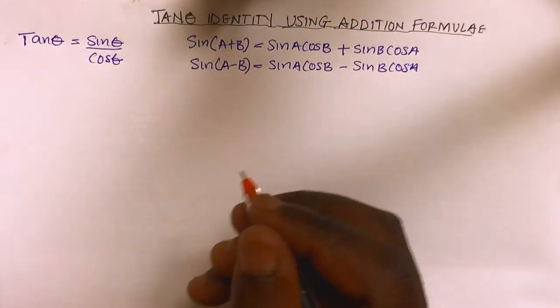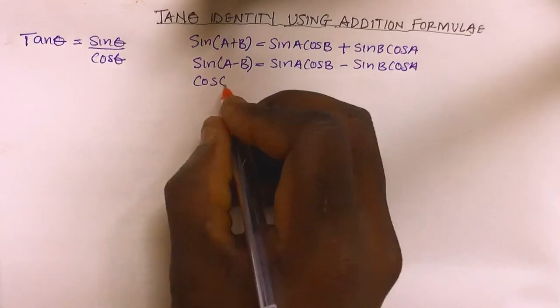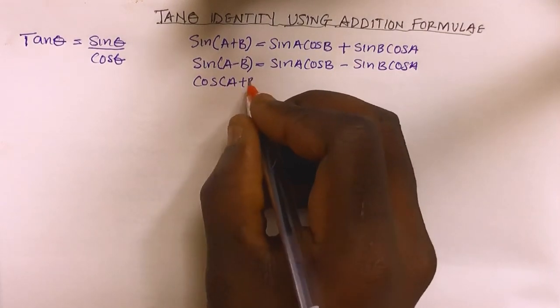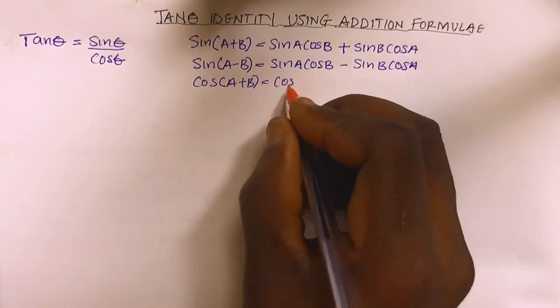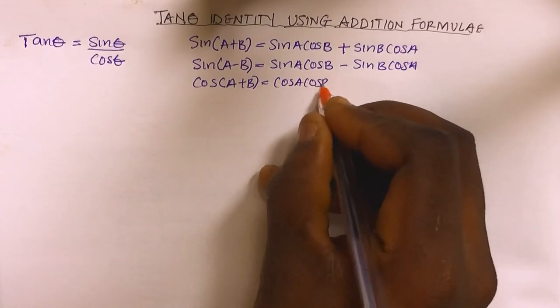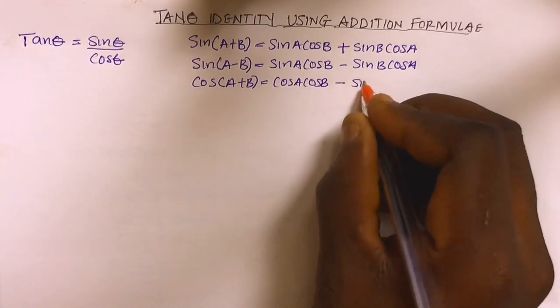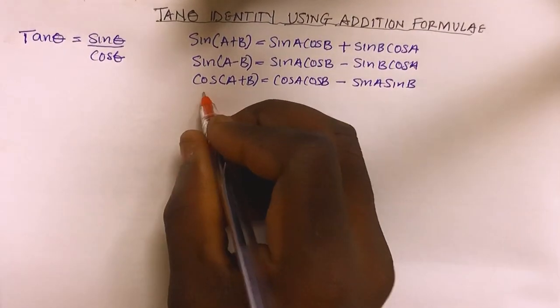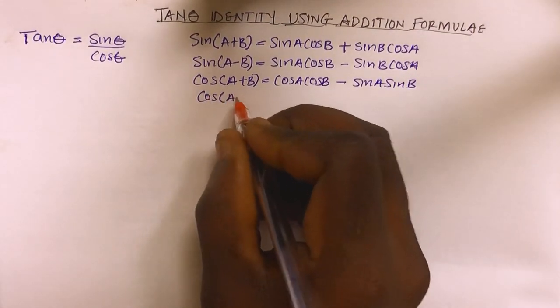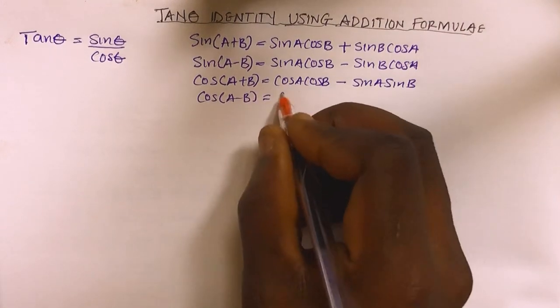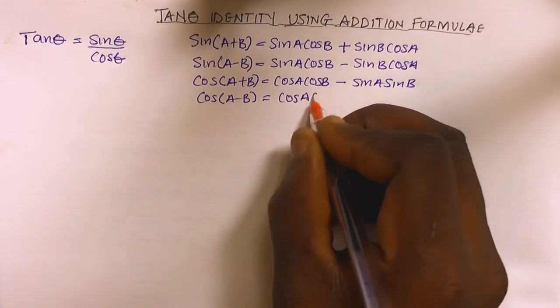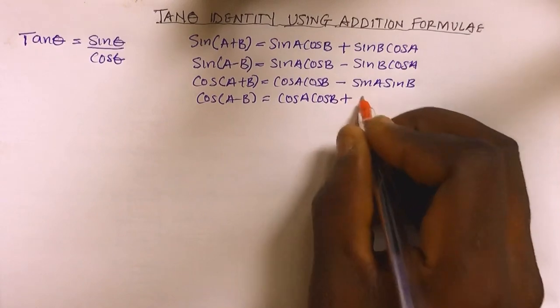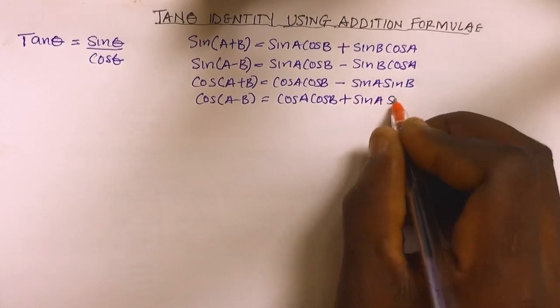We have quite the same thing for cos. If you're having cos A plus B, it's the same as writing cos A cos B minus sine A sine B. And if you're having cos A minus B, it's the same as writing cos A cos B plus sine A sine B.